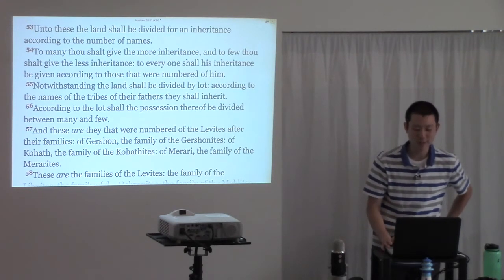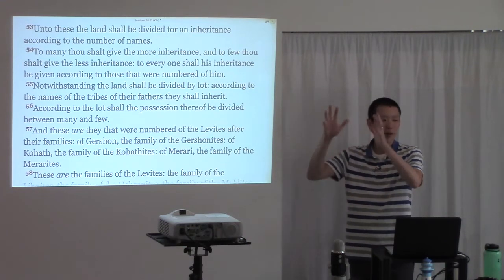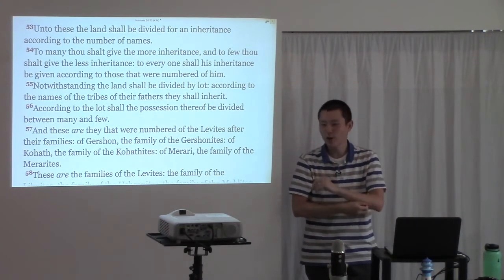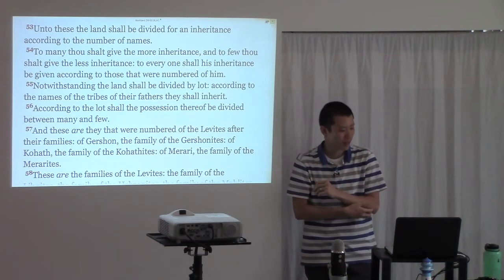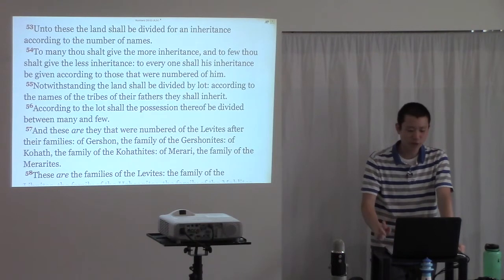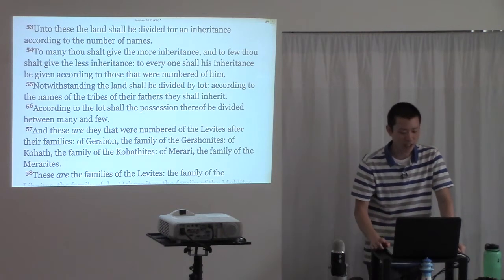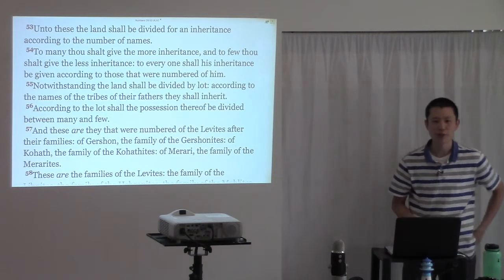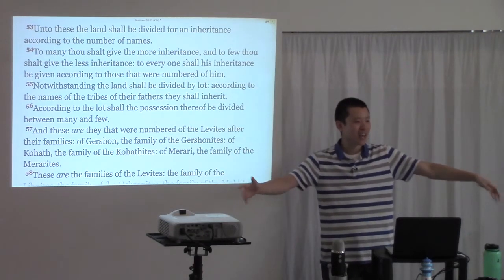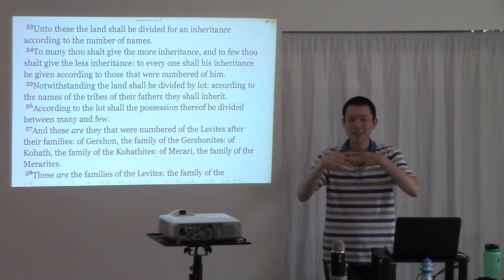"of the names." So you see how the inheritance in the promised land was divided amongst the tribes according to how many people were in that tribe. "To many thou shalt give the more inheritance, and to few thou shalt give the less inheritance. To everyone shall his inheritance be given according to those that were numbered of him." So if a tribe had more people, it was given more land. If a tribe had less people, it was given less land.